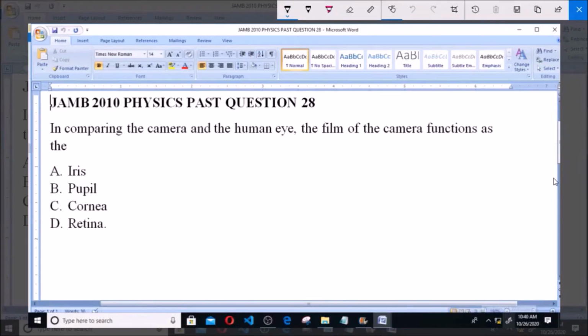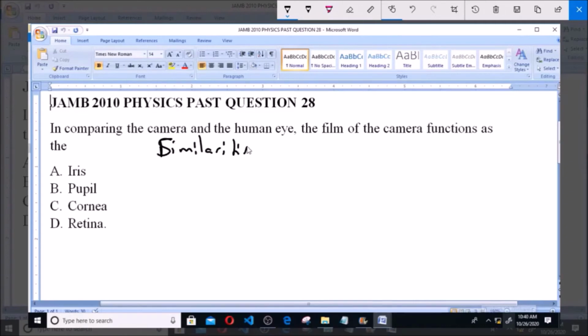In comparing the camera and the human eye, the film of the camera functions as the A. Iris, B. Pupil, C. Cornea, D. Retina.